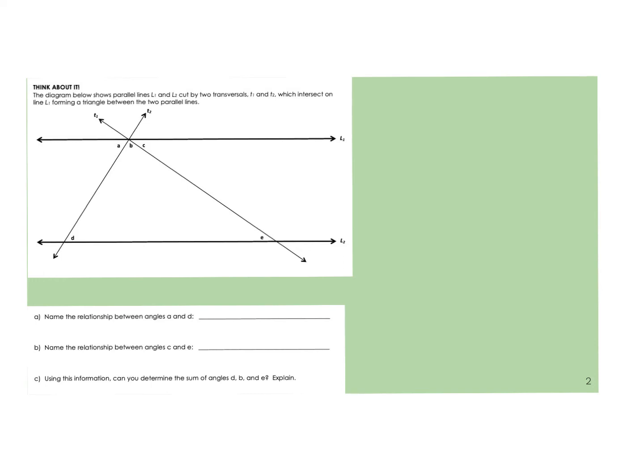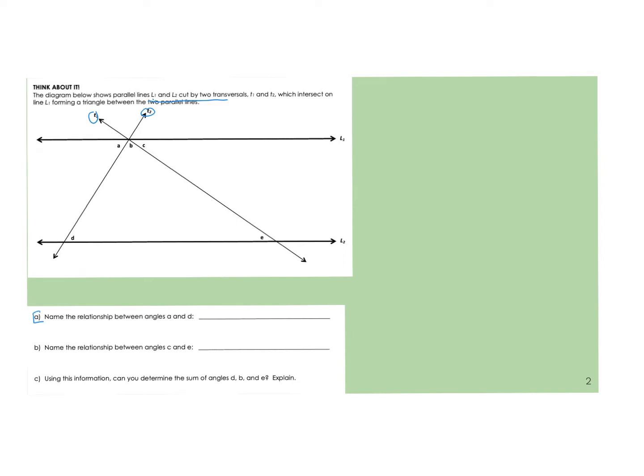Okay, so in today's lesson, we're going to be looking at the interior, which means the inside angles in a triangle. So for our think about it, we still have our parallel lines. They've been cut by two transversals this time. So we have transversal 1 and transversal 2, which is why we have a triangle in the middle. And so we have three questions.